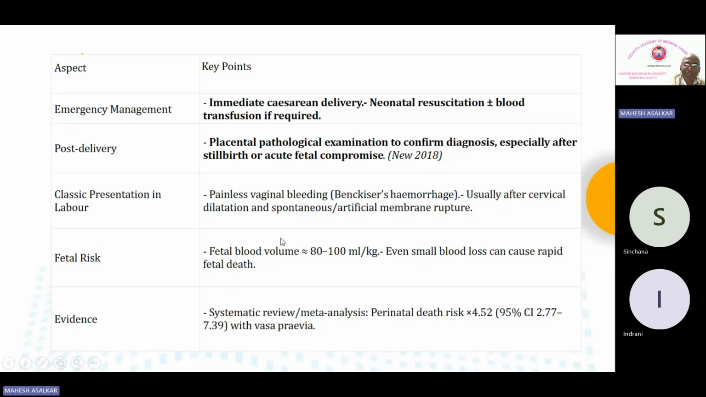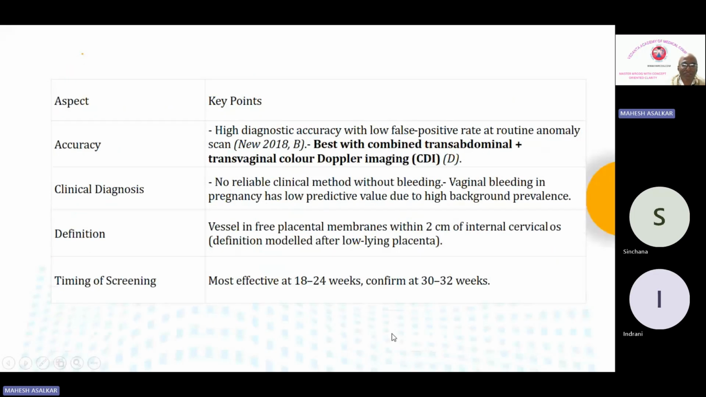Then fetal risk: fetal blood volume is approximately 80 to 100 ml per kg. Even small blood loss can cause rapid fetal death. This is an SBA question, they ask you about the normal fetal blood volume. It is around 80 to 100 ml per kg, a frequently asked question. And what does the evidence say? Evidence from systematic review and meta-analysis says that perinatal death risk is 4.5 times raised with Vasa Previa. So perinatal mortality is high with Vasa Previa.